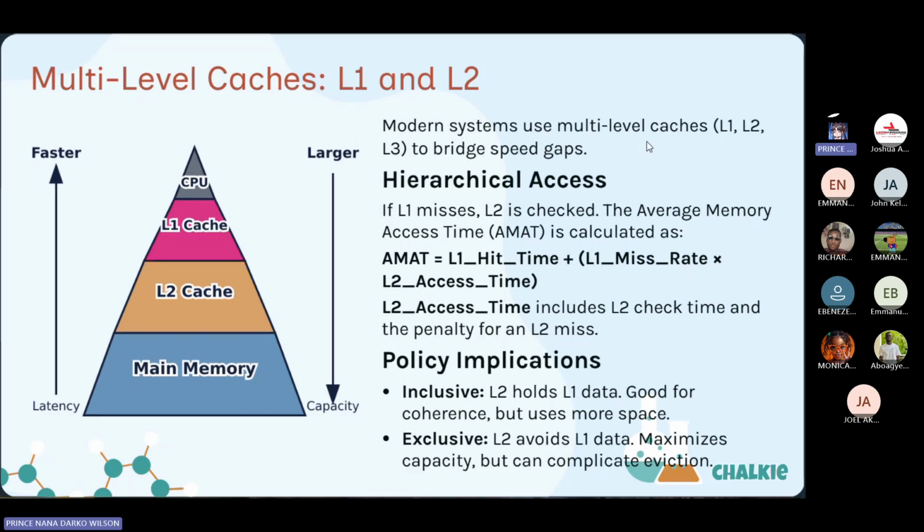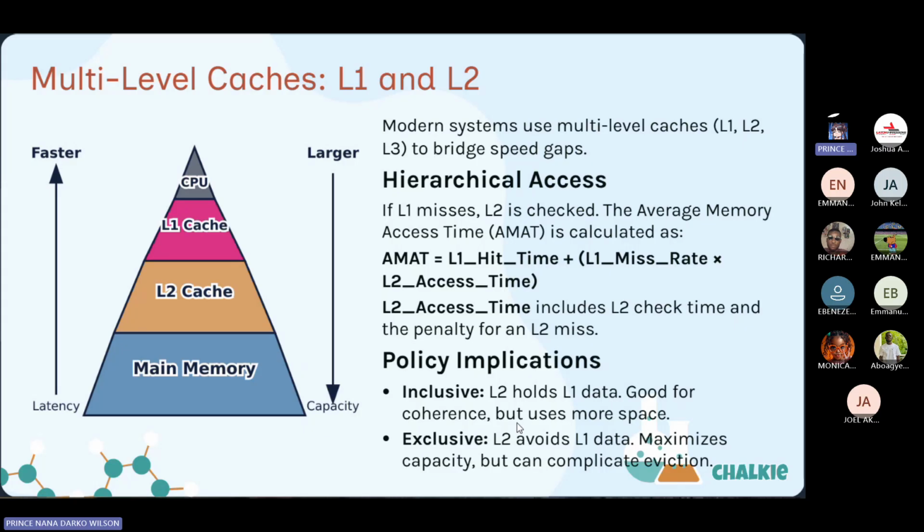Then we also looked at the policy implications. There were the inclusive and the exclusive. We talked about inclusive, where we said a lower level holds a higher level's data, just so that it can be easily retrieved when needed. So inclusive here says level 2 holds level 1 data. Exclusive says level 2 avoids level 1 data. This one allows for the maximum use of the storage capacity, but it complicates eviction because it makes it hard to get data. If you want data from level 2 and you cannot access level 2, this means you will have to go to the RAM to get that data, thereby making it harder to run something that would have been simple if level 2 held it.